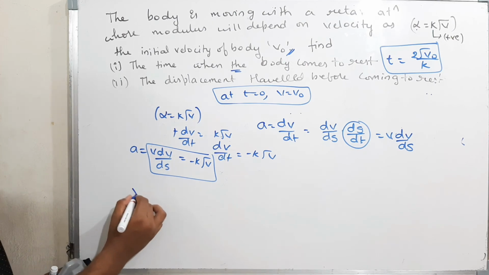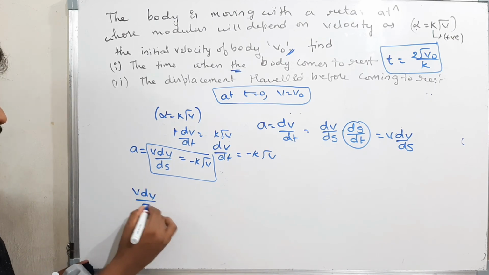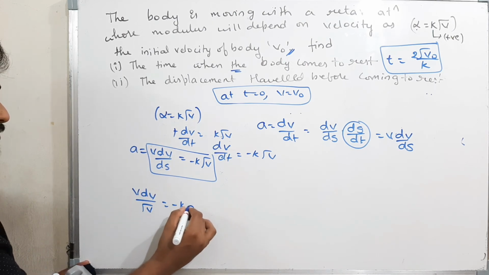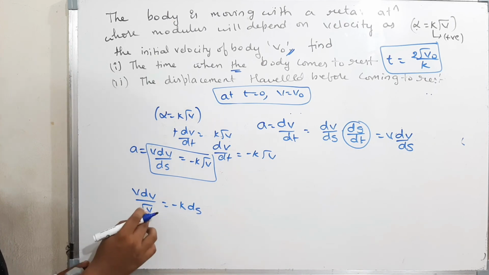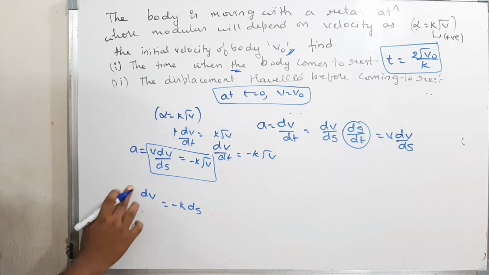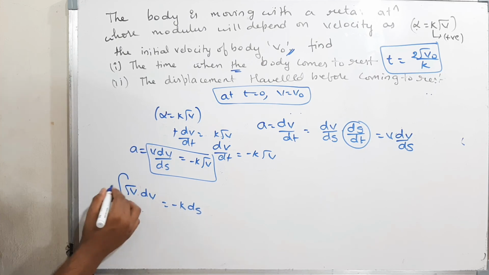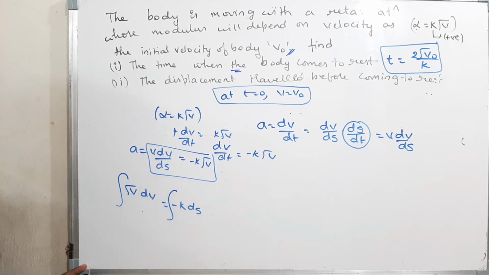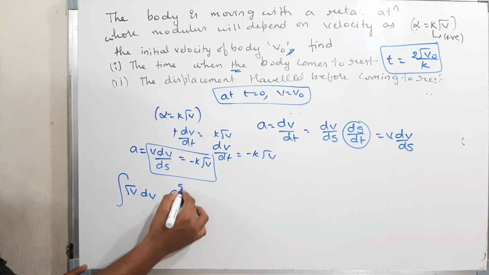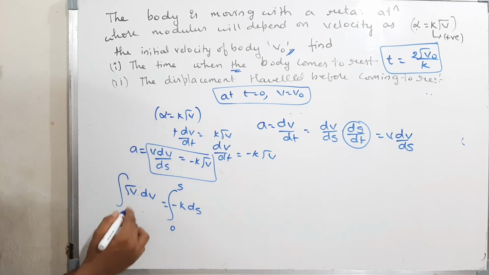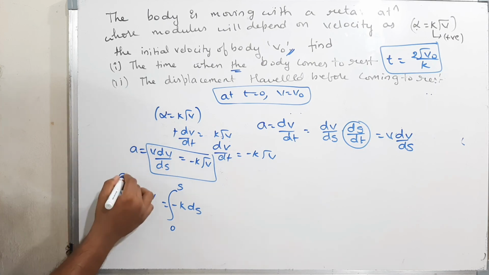What do you get? V dv by root v is equal to minus k into ds. V by root v is how much? V by root v is nothing but root v. Okay, I start doing the integration. The displacement is traveling from 0 to s and the velocity is changing from initial velocity v naught to the final velocity 0.